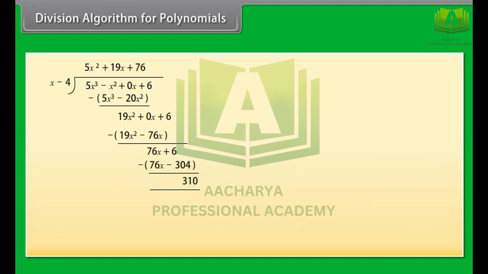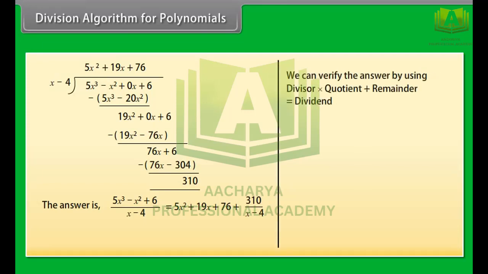Okay, now that we have got this done, let's remember how we write the actual answer down. The answer is 5x cube minus x square plus 6 whole upon x minus 4 is equal to 5x square plus 19x plus 76 plus 310 upon x minus 4. We can verify the answer by using divisor into quotient plus remainder is equal to dividend. If divisor into quotient plus remainder is equal to dividend, then our answer is correct.